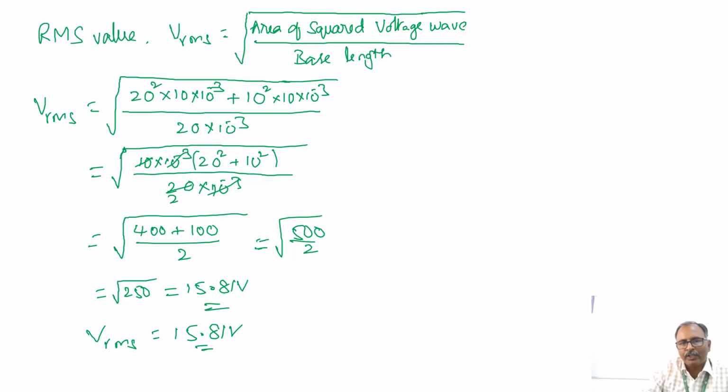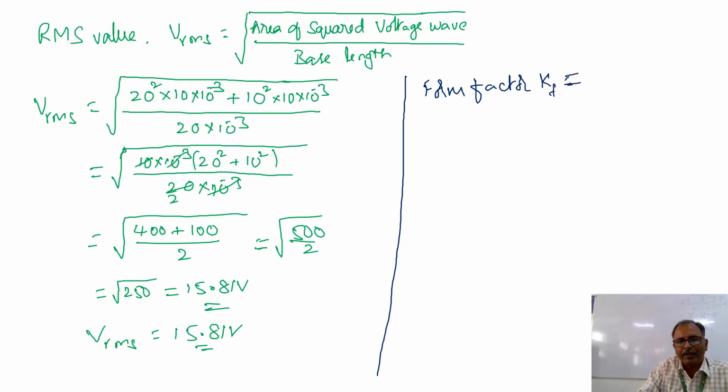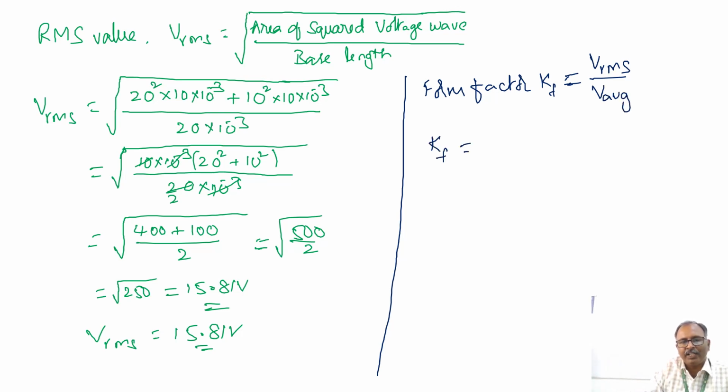Now we need to find out the form factor. The form factor Kf is given by RMS value by average value. So V RMS by V average. So Kf equals RMS 15.81, and the average value we have determined as 15 volts. So 15.81 by 15 gives 1.054. This is the form factor.